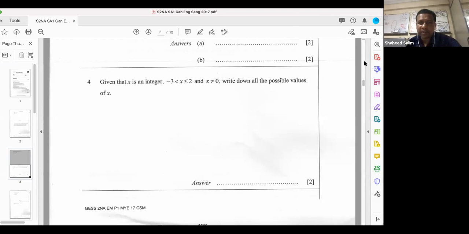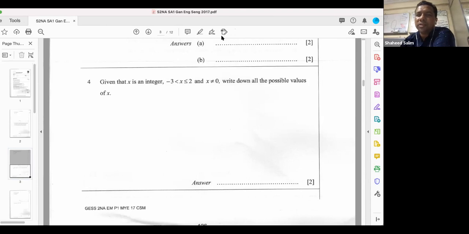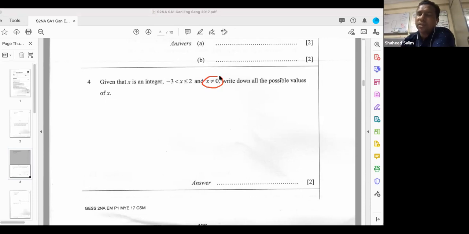Shafi, 1 missing number. There are supposed to be 4 possible values. 1 missing number. Please try again. Teacher, what's the sign over there? Like X, what, 0? It means they're telling you X is not equal to 0. Okay, X is not 0. Remember, the value X is not 0.